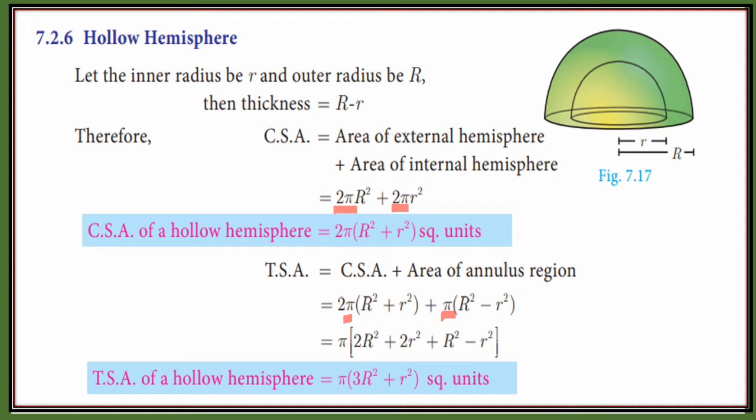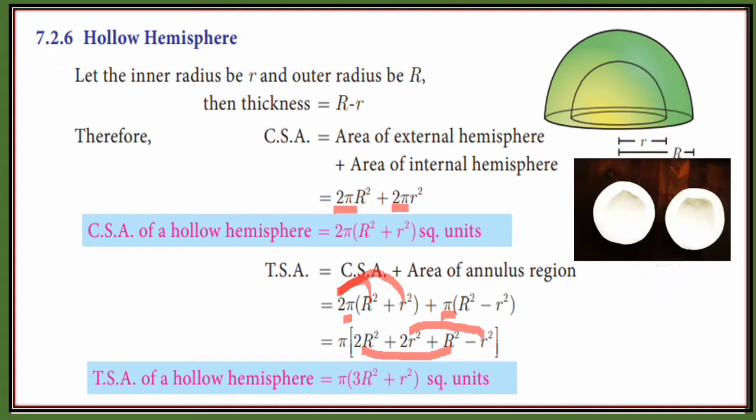Take pi outside and multiply this 2 with this capital R square, 2R square, and 2 small r square, 2r square. In the second term, you write the terms in the bracket as it is. Then adding the like terms, we get 2R square plus R square, 3R square, and 2r square minus r square, plus r square. Total surface area of a hollow hemisphere equals pi into the bracket 3R square plus r square, square units.